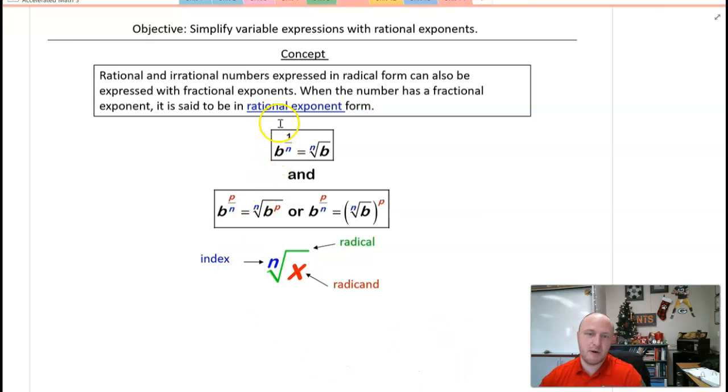Here we have b to the power of 1 over n. Well, that's actually a radical where the n is the index of the radical, okay? And then also, if your numerator in the rational exponent form has a value, that's actually a power, okay? And it can be written two ways, where the power is inside the radical or the power is outside of the radical.